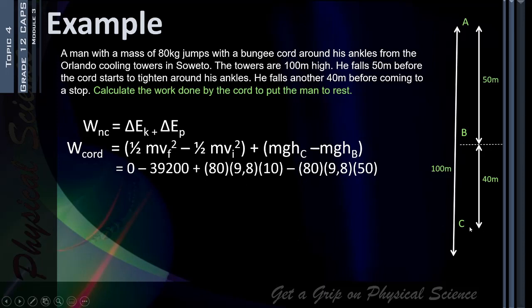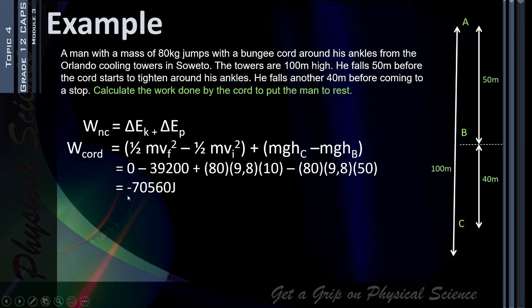We know that the kinetic energy must be 0 at position C because this man comes to rest. And then the initial kinetic energy is the value that we calculated in the previous example, so it's 39,200, plus then the change in gravitational potential energy. So at position C there's a height of 10 meters, and at position B there's a height of 50 meters above ground level. And that gives us work done by the cord of negative 70,560 joule. Negative work because this cord must stop the man at position C.